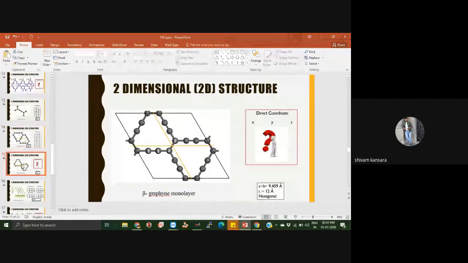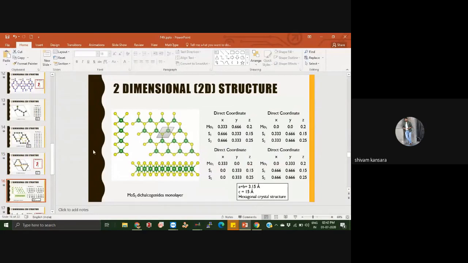So again, I think you should practice this beta graphene monolayer. I think you can do it easily. If you have any query, you can ask, or if you have installed P4VASP on your laptop, you can practice yourself. It will be more useful. This is another important two-dimensional structure, the MoS2 dichalcogenide monolayer.